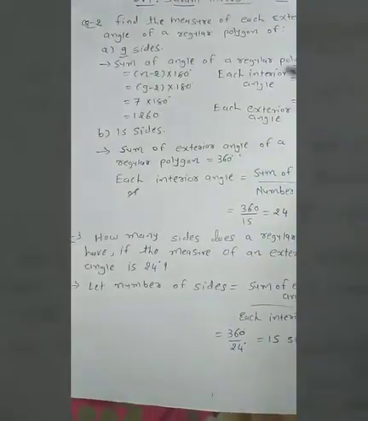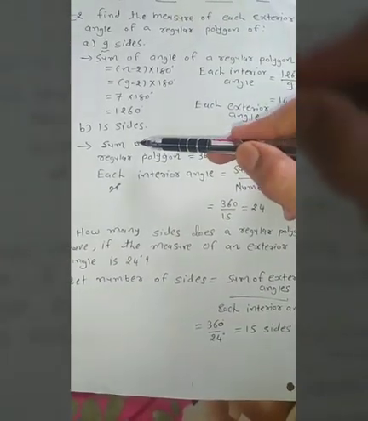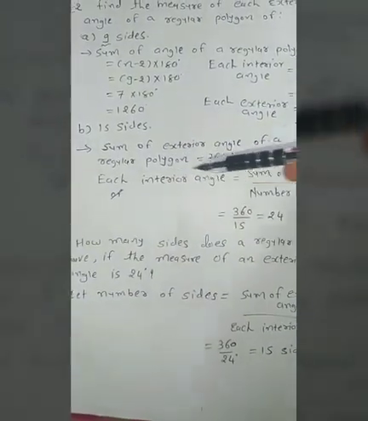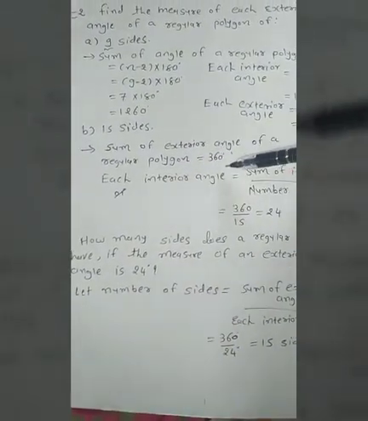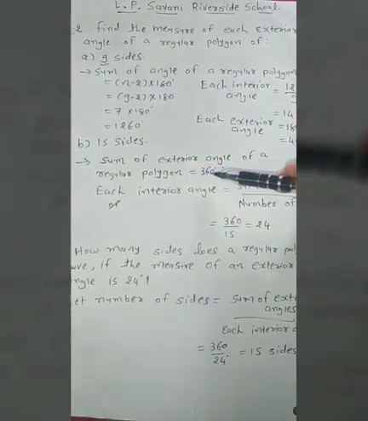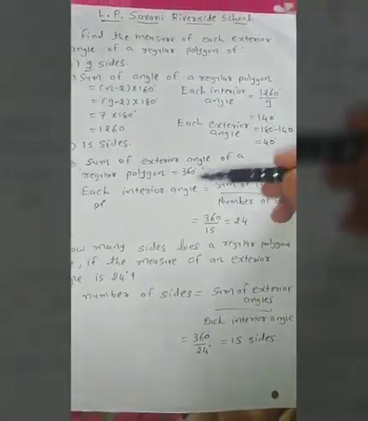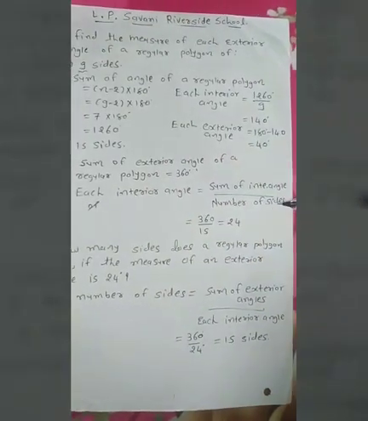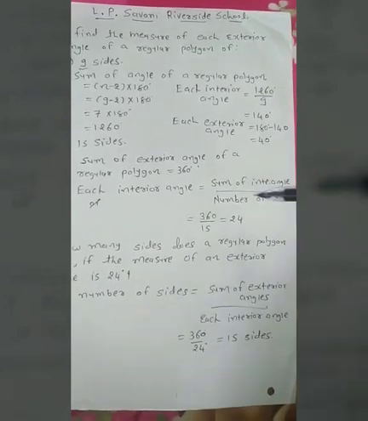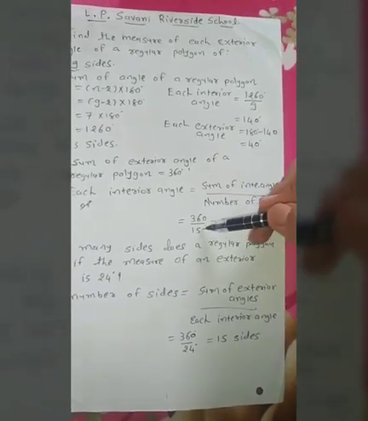In another way, I take 15 sides of the polygon. The sum of exterior angles of a regular polygon is equal to 360. I just put the value of n equal to 15 in the sum of exterior angles equation. This is the formula of each exterior angle, which is the sum of exterior angles upon the number of sides. So the sum of exterior angles is 360 divided by the number of sides, which is 15.